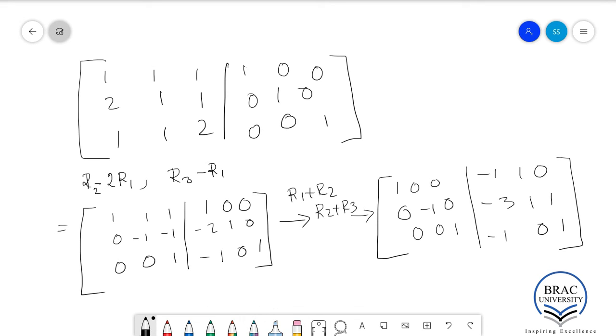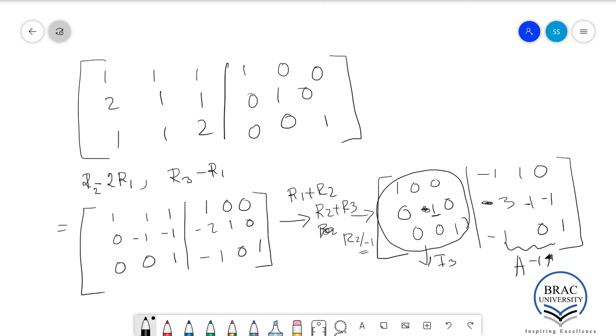If we do that, this will become plus 1, this will become plus 3, this will become minus 1, and this will become minus 1. At the same time you can write this as R2 divided by minus 1. So we have the identity matrix over here, and this will be our inverse matrix. This is how you can find inverse matrices.